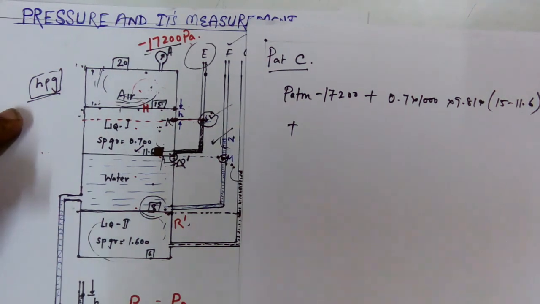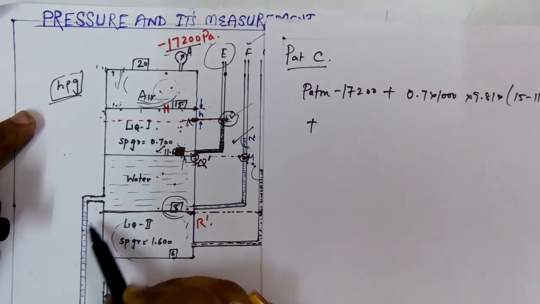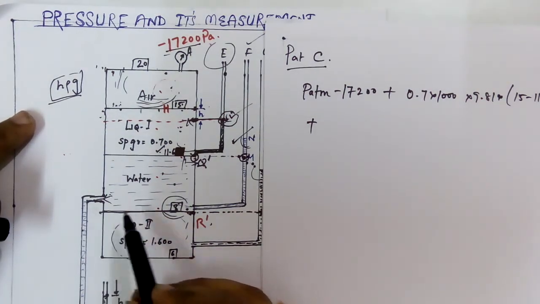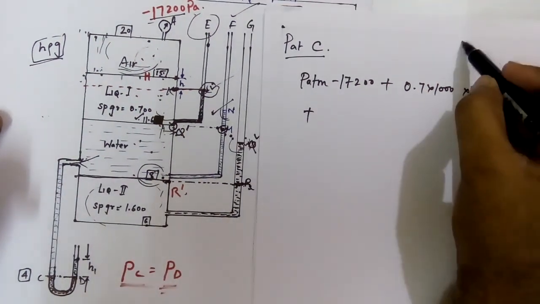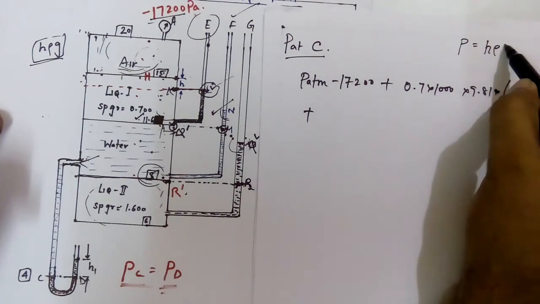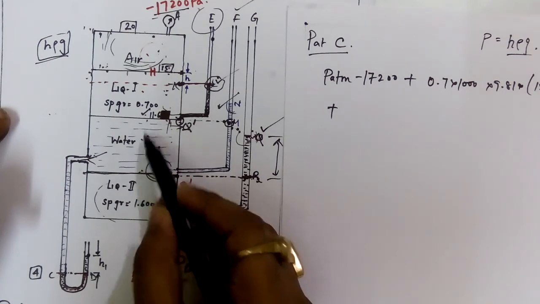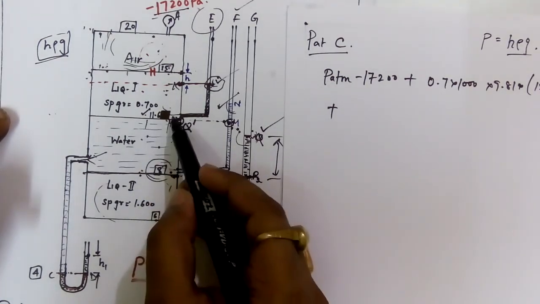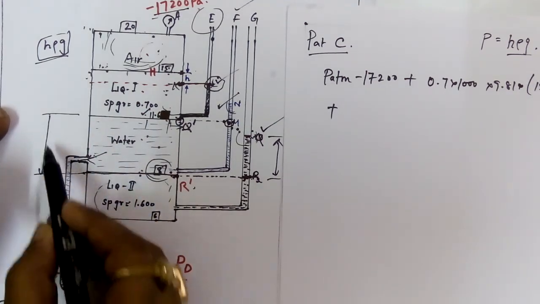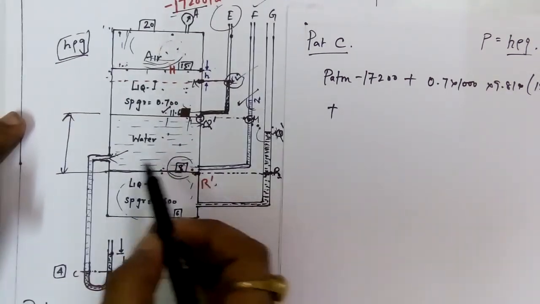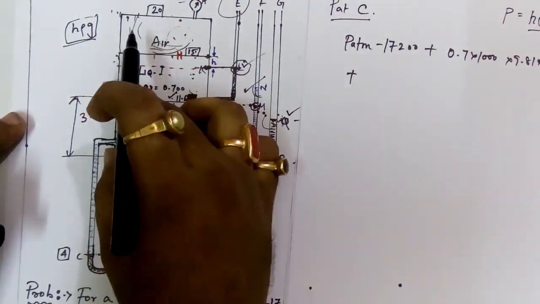Or you can write it directly. See here also water, and the liquid flowing through this is also water. So we can write simply P is equal to H rho g. What is the H value? From here to here it is what? See, this is 11.6 and this is 8. So this distance is 11.6 minus 8, that is 3.6. 3.6 is this distance.